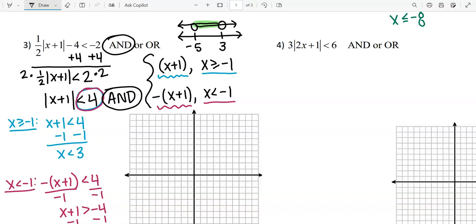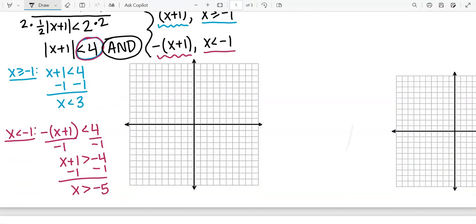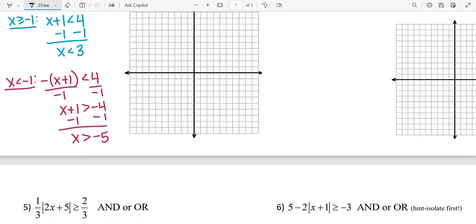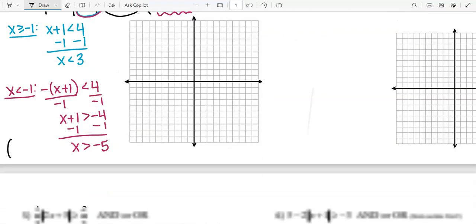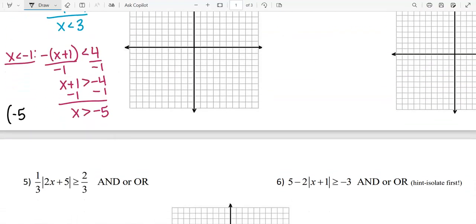And last part, let's do interval notation. I think maybe I can squeeze it at the bottom. Yeah, I'll squeeze it down here. What's the lowest x you can be? -5, so -5. Why did I put parentheses right there? Because you can't equal it, and then my next number is 3, and that gets a what? Parentheses.